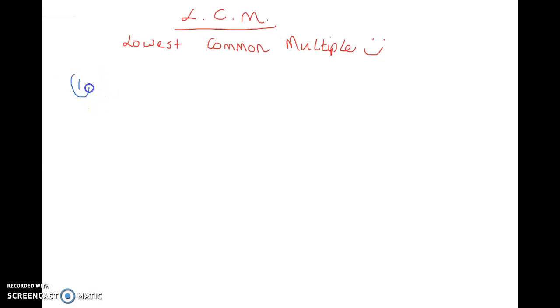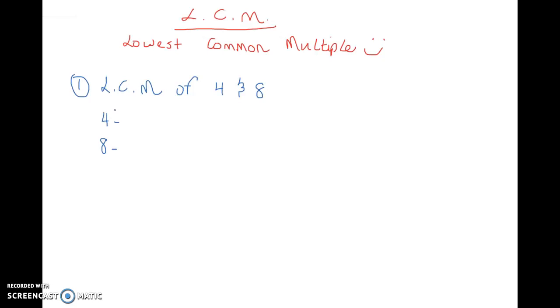So let's call this number one. So we want to find the LCM of, let's say, 4 and 8. So we're going to list out the multiples of 4 and then the multiples of 8. Then we're going to find the lowest common multiple. So first things first, list out your multiples of each number.